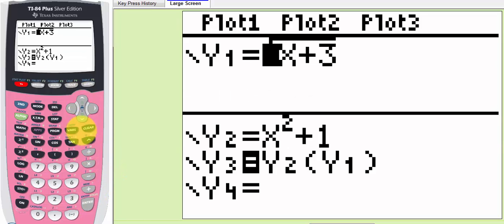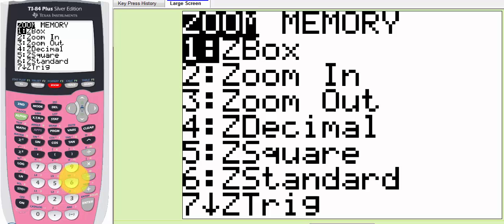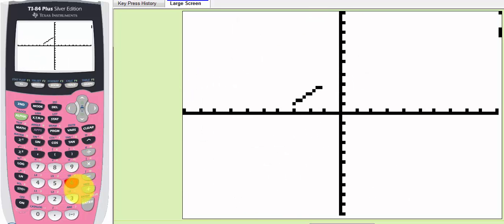Okay, so now let's do a zoom standard, zoom 6, zoom standard, and let's look at the graph. Wow, it looks like a straight line, right? It definitely looks like a straight line, except that it's not a line, it is a ray, right? Because it begins right here, it's a ray.